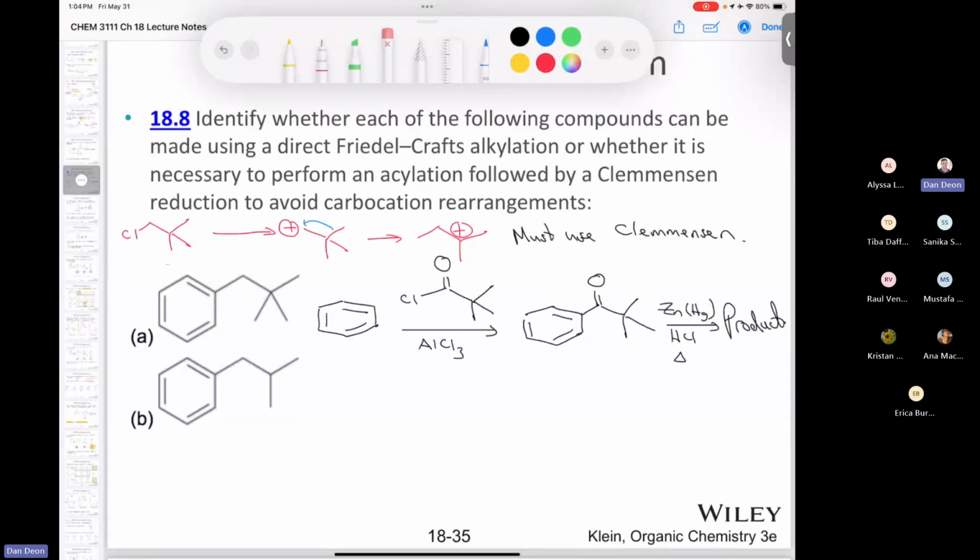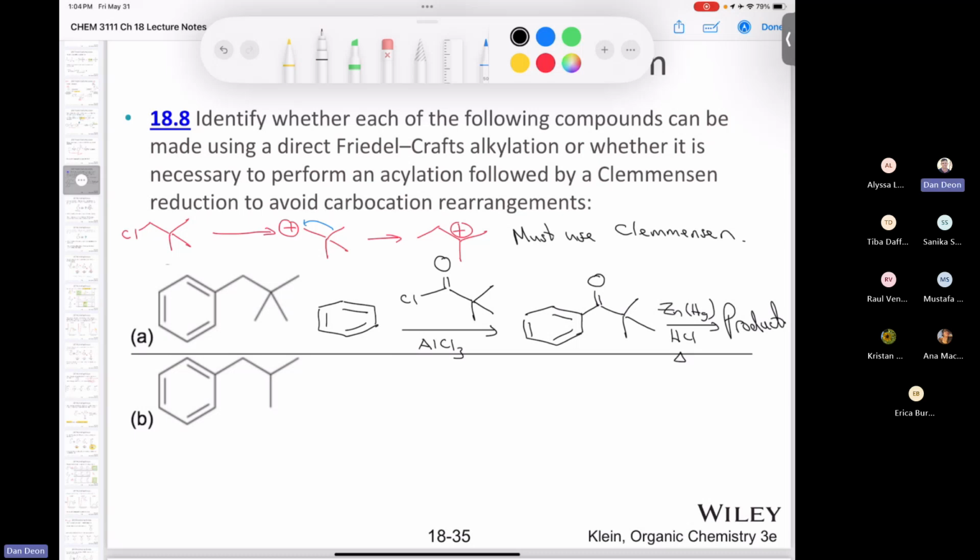And the question is, can we make this compound via a Friedel-Crafts alkylation, or do we have to do a Friedel-Crafts acylation and then do a Clemmensen reduction? So let me just separate the two here. We'll just put a line like that. Okay, so we've separated the two. And let's take a look.